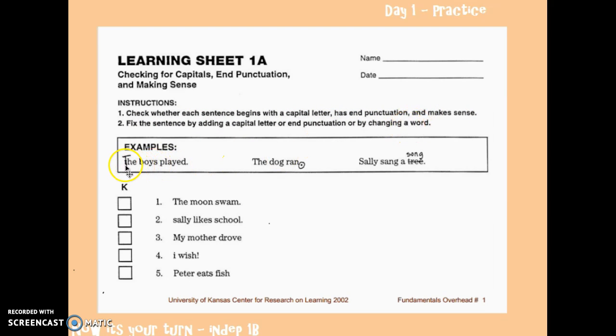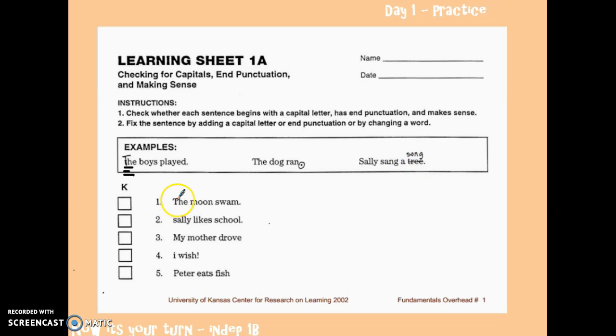So here's some examples. The boys played ball. In this case, the needed a capital letter. But remember, we're not going to correct our capital letters like this. We're going to put 3 lines underneath to represent that this needs to be capitalized. The dog ran. This one needed a period, so 1 was put in, and we circle that punctuation mark. And last, Sally sang a tree. Did not make sense, so we had to cross out the word tree and put in a word that did make sense.